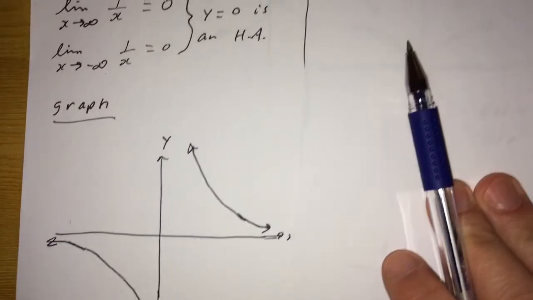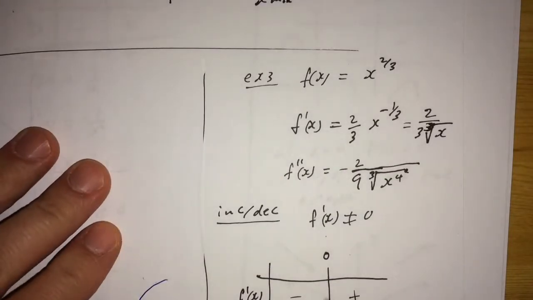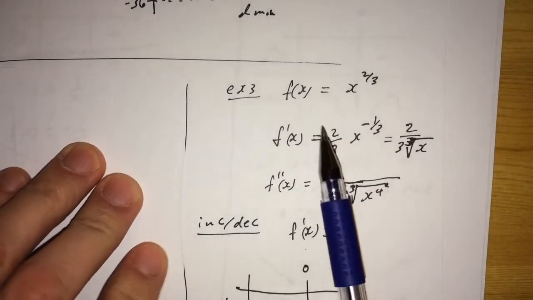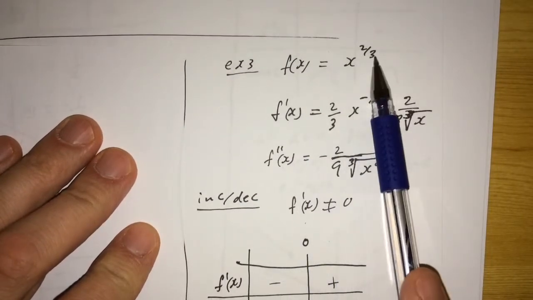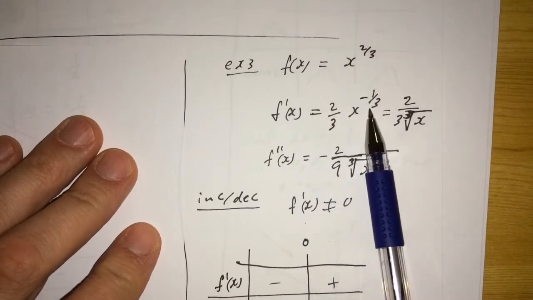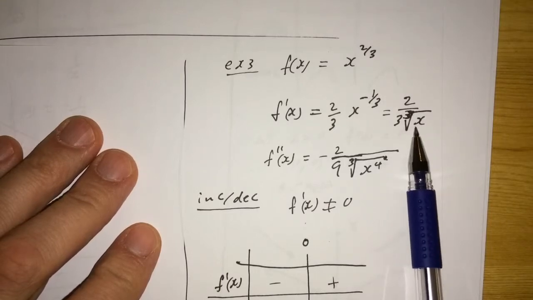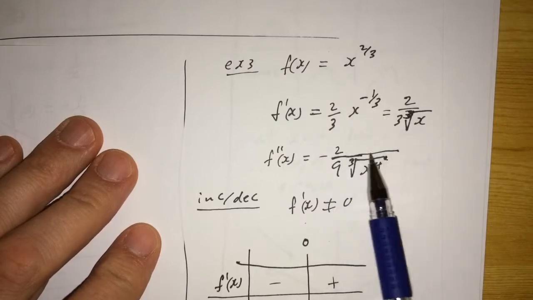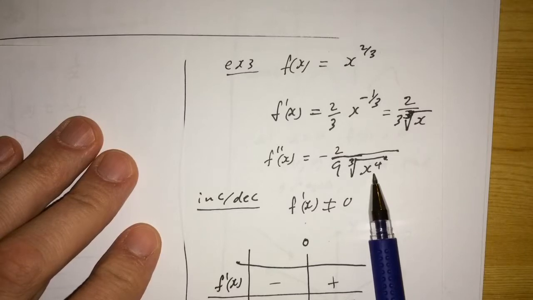Now, the next example is going to be an interesting one. This one right here, x to the 2/3. So f of x equals x to the 2/3. Taking its derivative, bring 2/3 down, subtract 1 from 2/3 gives you negative 1/3. It's going to be 2 over 3 times the cube root of x. The second derivative of that, taking this down in front and simplifying, you get negative 2 over 9 times the cube root of x to the 4th.